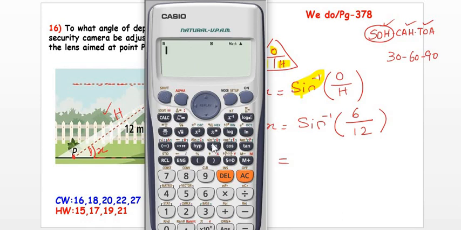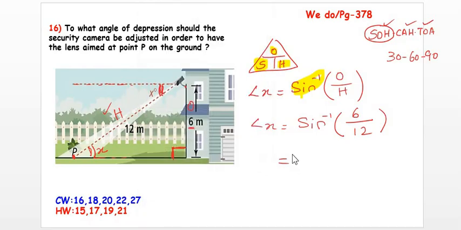So it's going to be shift sine inverse, a fraction is 6 over 12, and then you can bring the cursor here, close the bracket, and then get the answer. So it's 30 degrees, right? So the final answer will be 30 degrees. That means this security camera has to be fixed at an angle of depression of 30 degrees to focus on this point P. Hope it's clear for you.